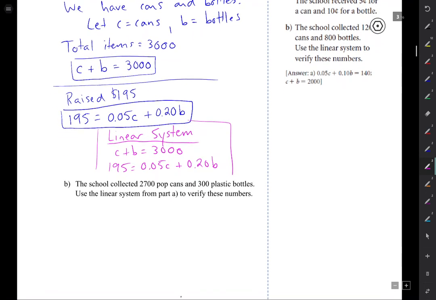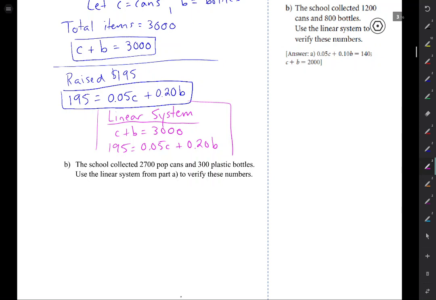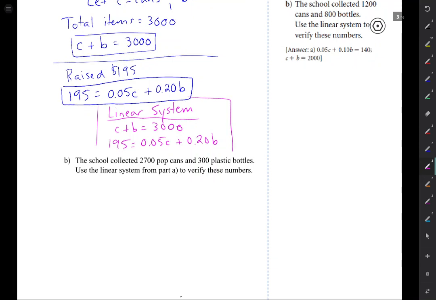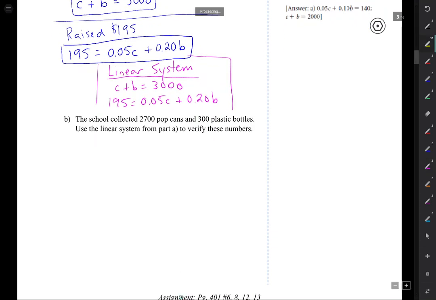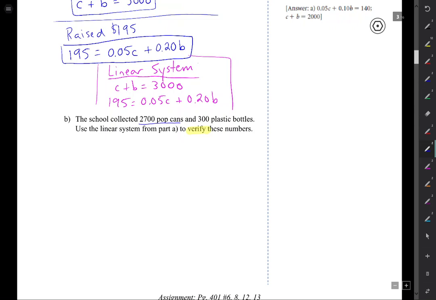Now the school collected 2,700 pop cans and 300 plastic bottles. Use the linear system from part A to verify these numbers. So again, we have that lovely word verify. We need to plug these numbers into that left-hand side, right-hand side table and see if both sides equal each other. So 2,700 pop cans, so our C is going to equal 2,700 and our B is going to equal 300. Then I'm going to have left-hand side, right-hand side, and this will be for our first equation. So we'll have C plus B and then 3,000 on the right side.